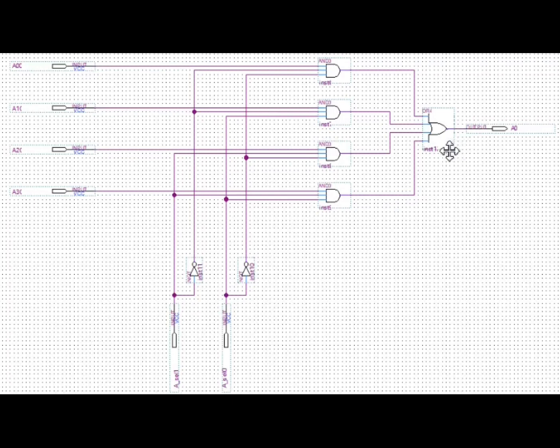It has 4 inputs, A00, A10, A20, and A30, and the selector inputs, represented by ASL0 and ASL1, determine which input is connected to the output line, A0. ASL0 is the least significant bit, while ASL1 is the most significant bit.